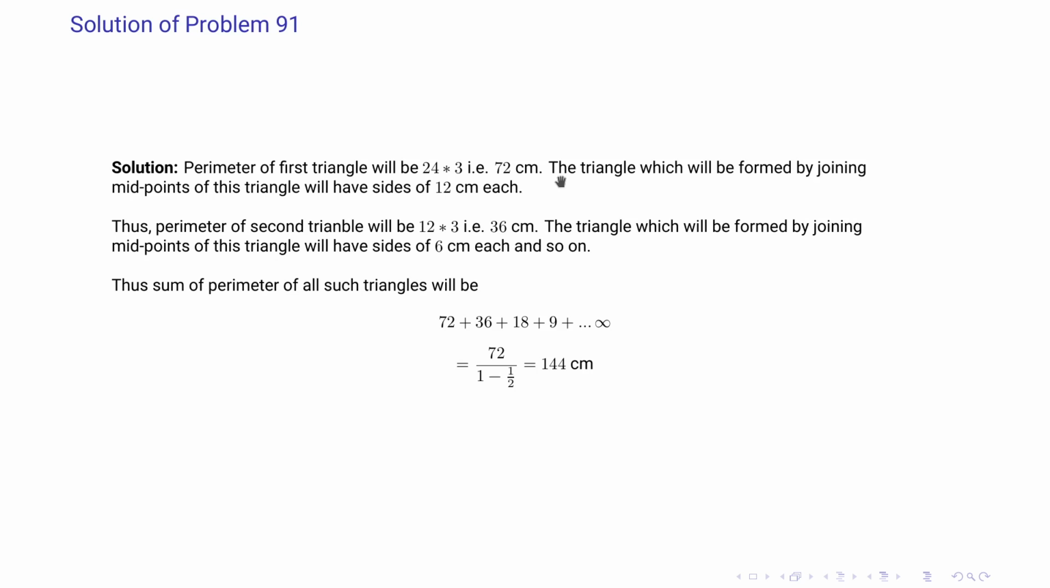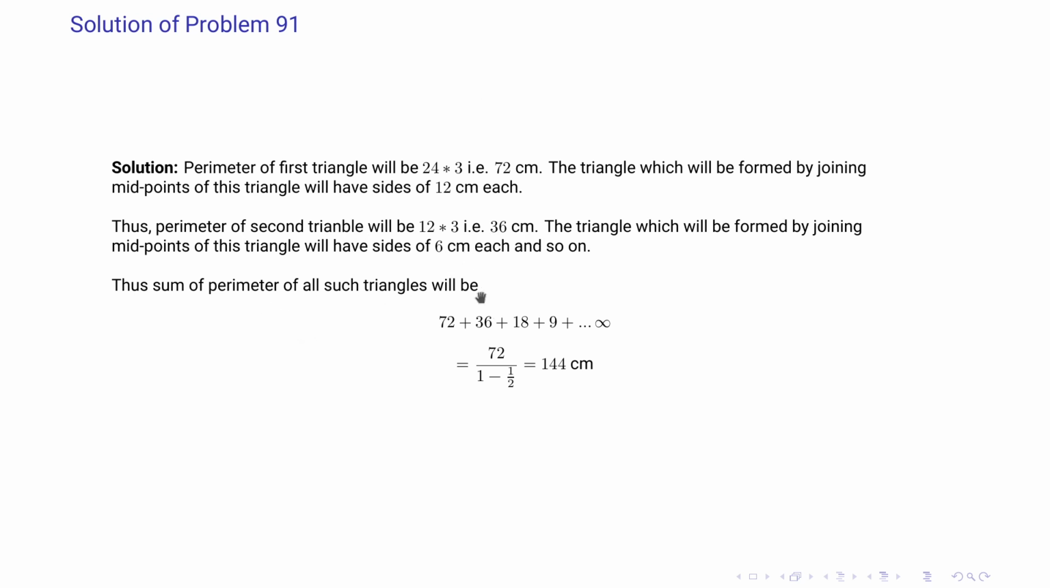Now the triangle which we form by joining the midpoints of the first triangle will have sides of 12 centimeter, because if you take an equilateral triangle and join the midpoints, then the sides will be half. You can prove that by proving the similar triangles here. So the perimeter of the second triangle will be 12 into 3, that is 36 centimeter. And then the third triangle will have 6 centimeter sides, so the perimeter would be 18.